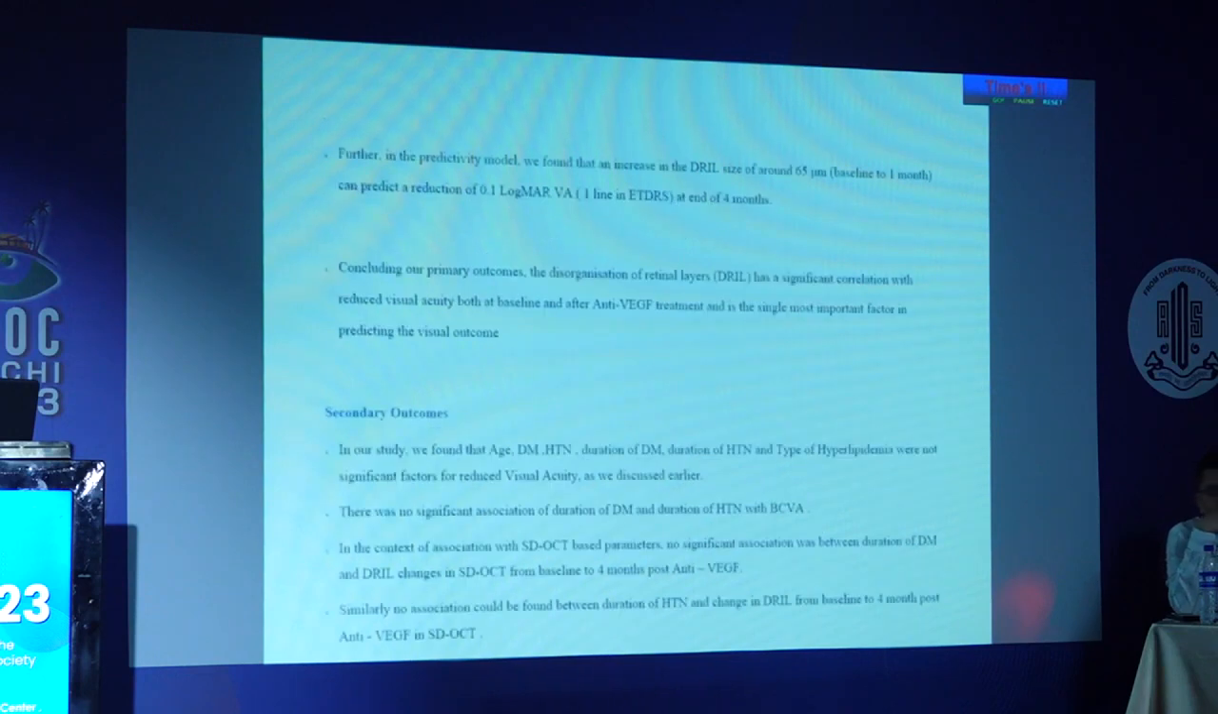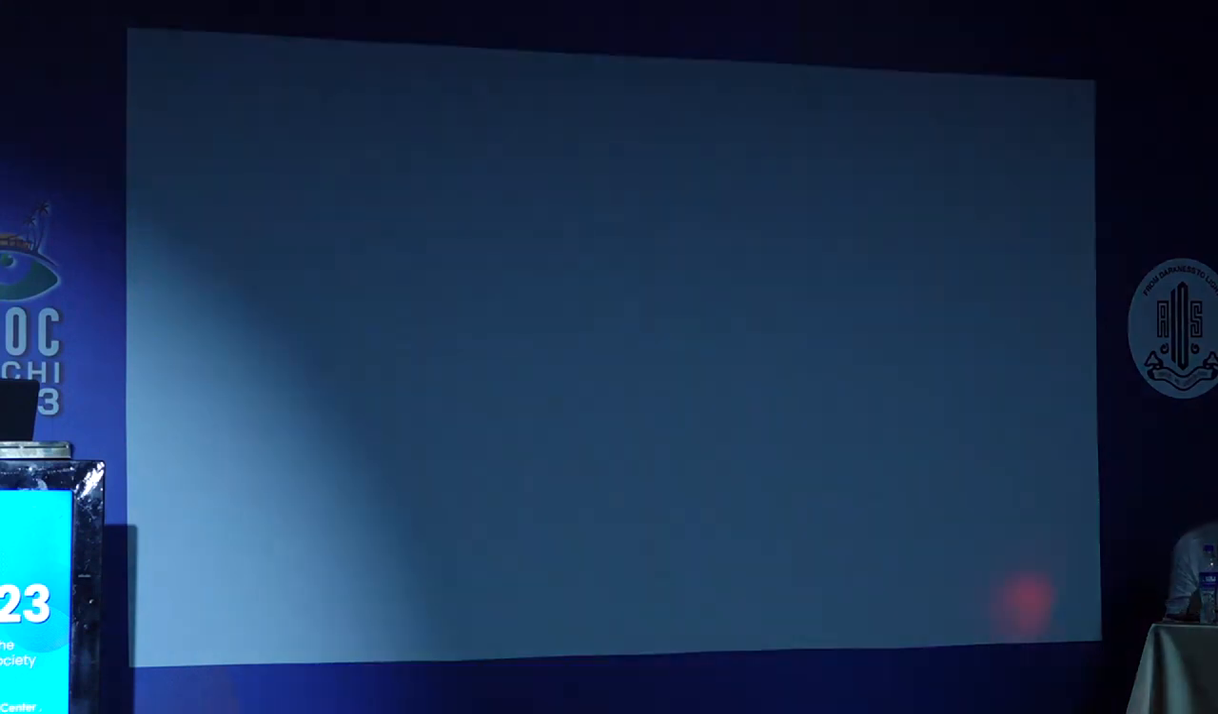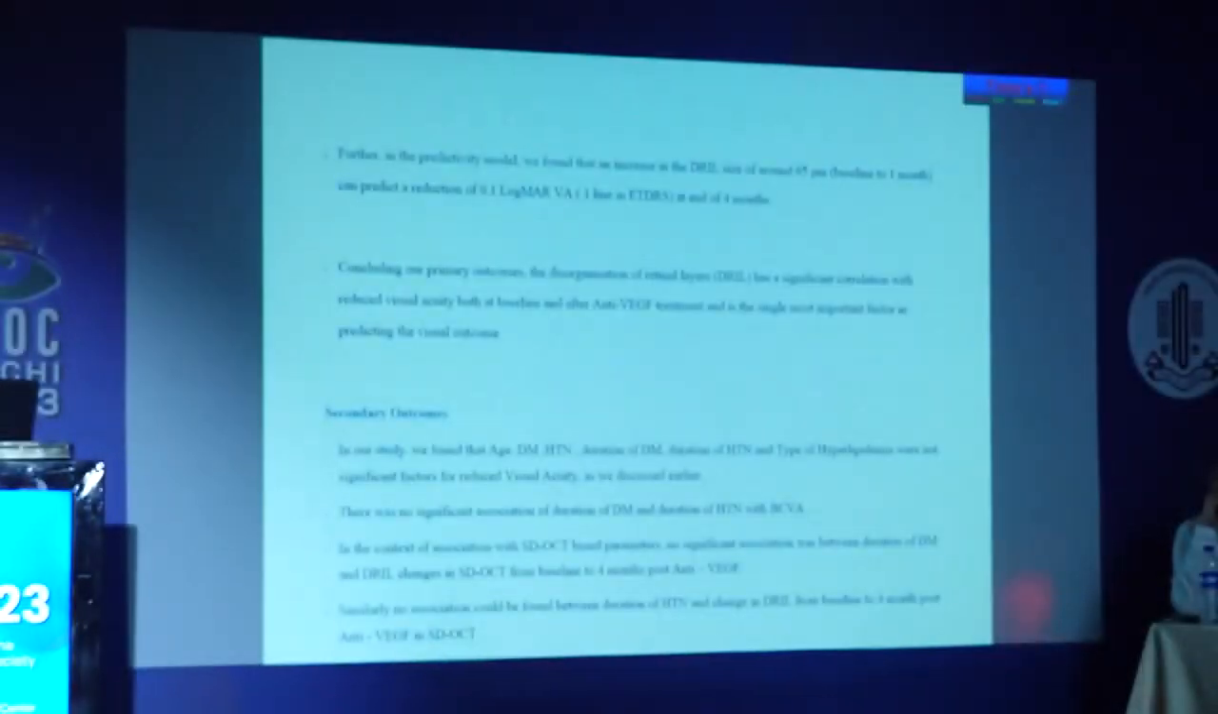Further, in the predictive model, we found that an increase in DRIL size of around 65 micron can predict a 0.1 logMAR visual acuity at the end of 4 months. We also studied secondary outcomes like age, diabetes mellitus, hypertension, duration of hypertension, and type of hyperlipidemia, which did not come out to be significant. Thank you.